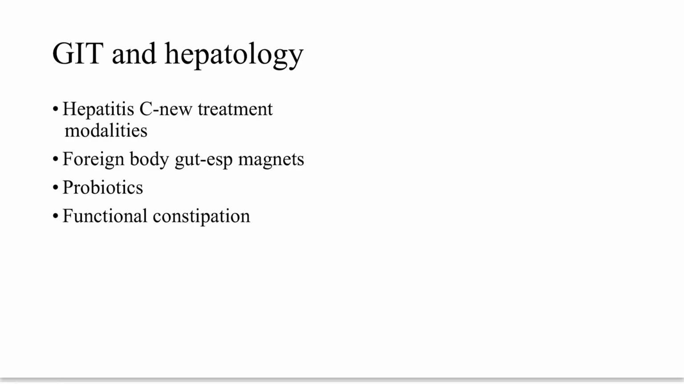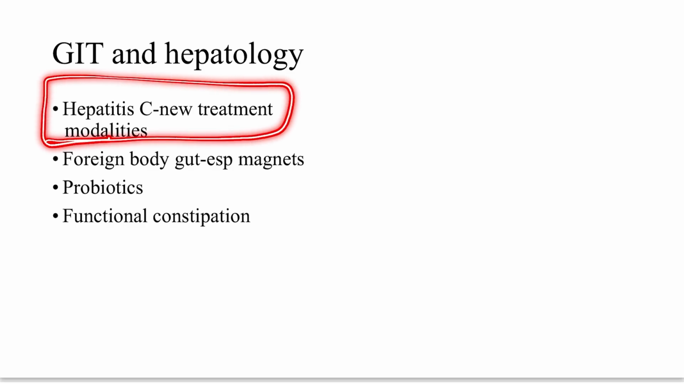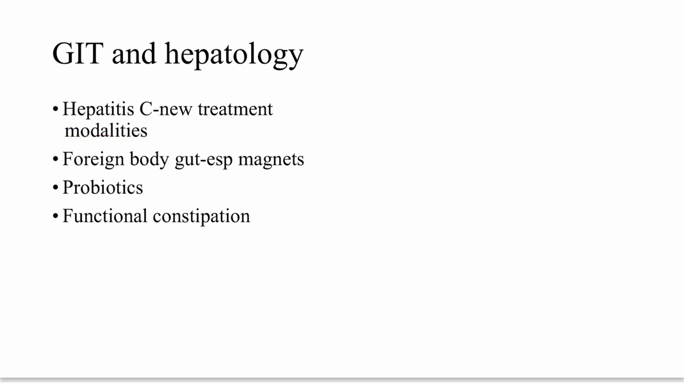Next, in the GIT hepatology, hepatitis C, please go through, okay? Because there are a lot of newer treatment modalities that are there, okay? Don't miss out. Hepatitis C, if they ask, you should know what to write from the treatment aspect. Foreign body, they can ask. Foreign body gut, foreign body respiratory system, can be anything. Magnets, just concentrate.